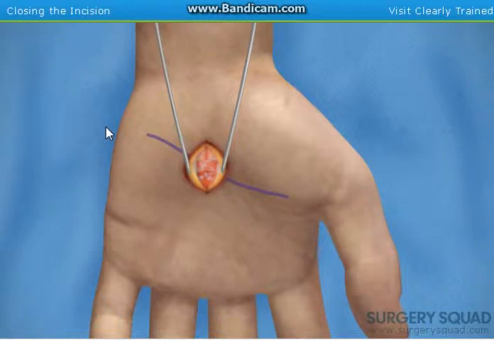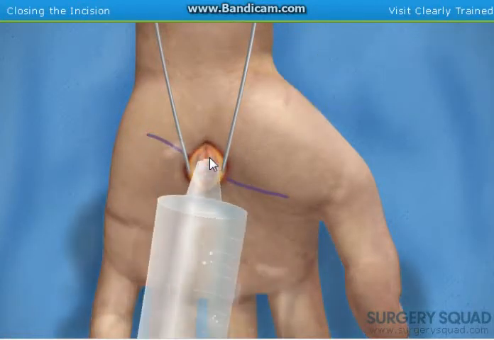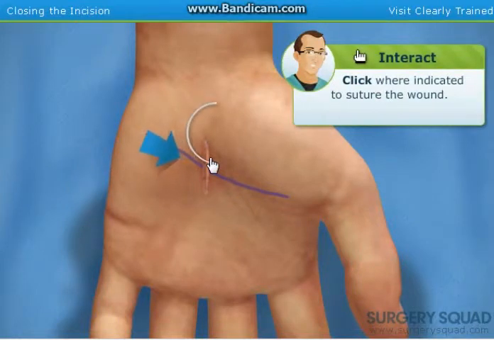Now we can begin to clean and close the incision. Go ahead and irrigate the wound. When you're finished, I'll release the tourniquet, allowing blood to flow back into the hand. Great. Now you'll close the wound using non-absorbable sutures.